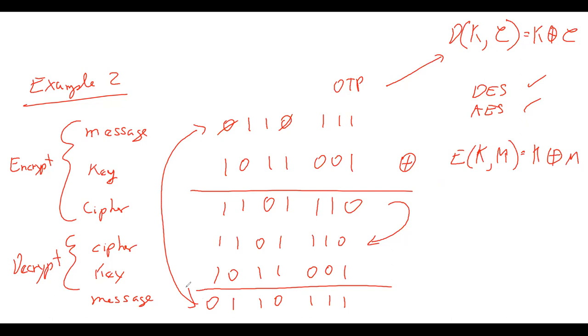All right. So now that we have defined XOR as an operation, we have our encryption and our decryption. Encryption is just going to be key XOR message. Decryption is going to be key XOR the cipher. So we've defined the most basic of encryption and decryption algorithms for symmetric key encryption.